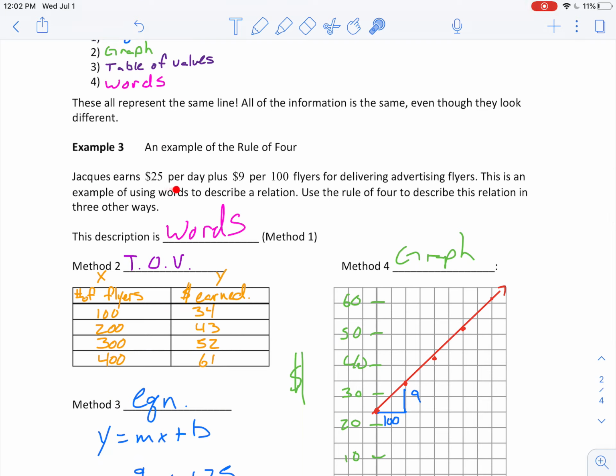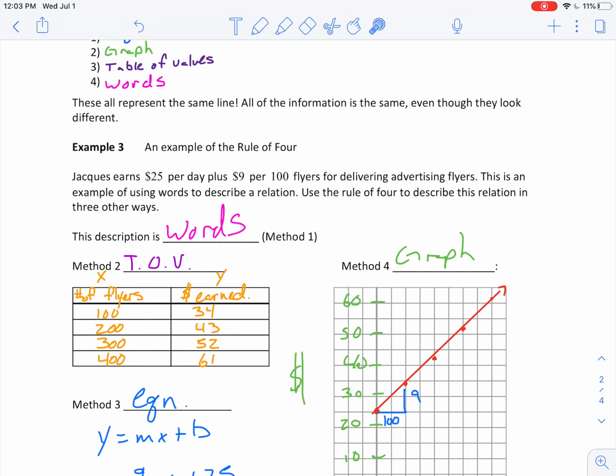Jacques earns $25 per day plus $9 per 100 flyers for delivering advertising flyers. This is an example of using words to describe a relation. Use the rule of 4 to describe this relation in 3 other ways. So this description is words. They just use words here, so that is the first method. The second method would be a table of values. So our independent variable would be the number of flyers, and his dependent variable is how much he earns. So if he sells 100 flyers, 200 flyers, 300 flyers, 400 flyers, how much does he earn?